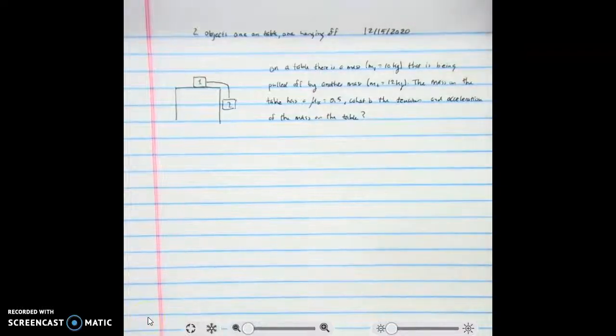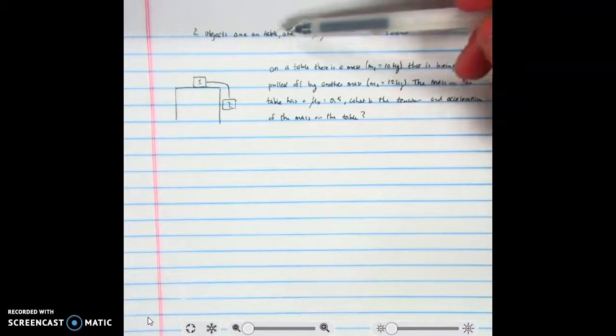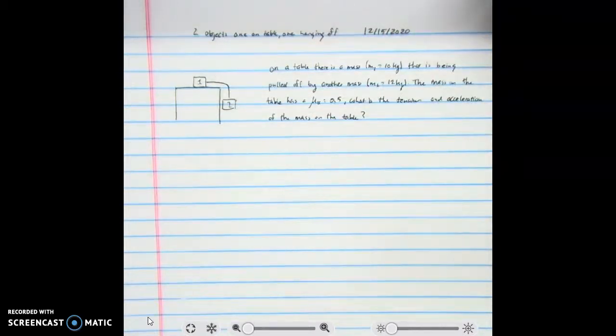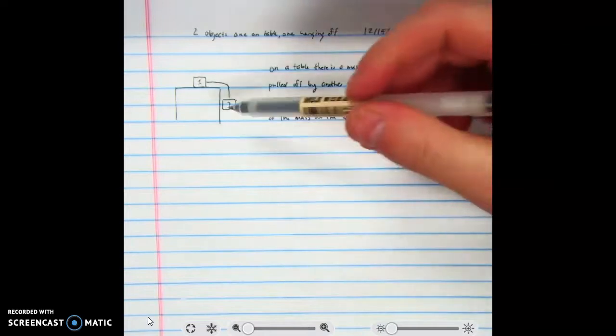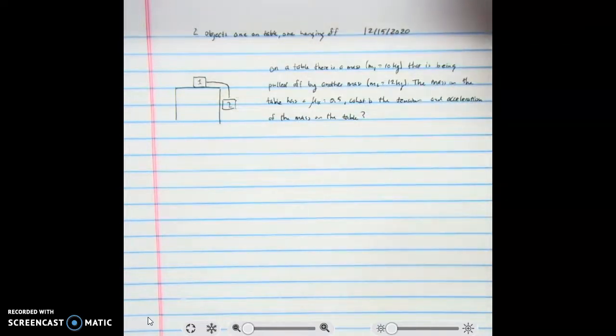All right, hello everybody. Today we're gonna look at two objects, one on the table, one hanging off. Maybe you've had a situation like this happen where things are connected somehow. One object falls off and then it pulls the other object with it. So we're gonna look at how all that works out.